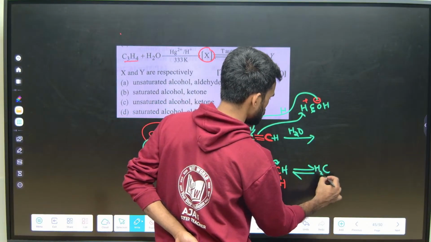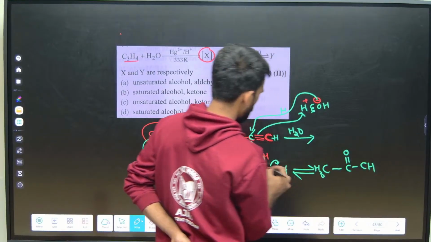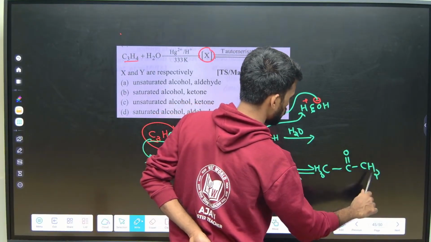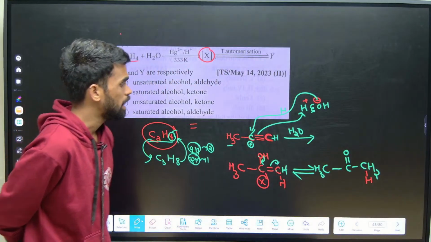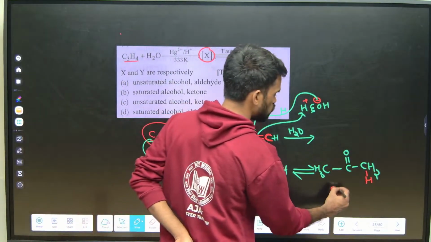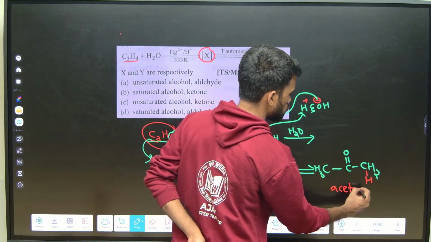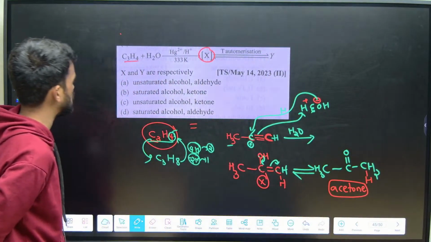CH3, C double bond O, CH2, and this hydrogen and that new hydrogen coming here, so that is also hydrogen. So that is nothing but acetone, CH3COCH3. What is it? Acetone. So acetone is a ketone, right? So look at the options, where do we have acetone here?